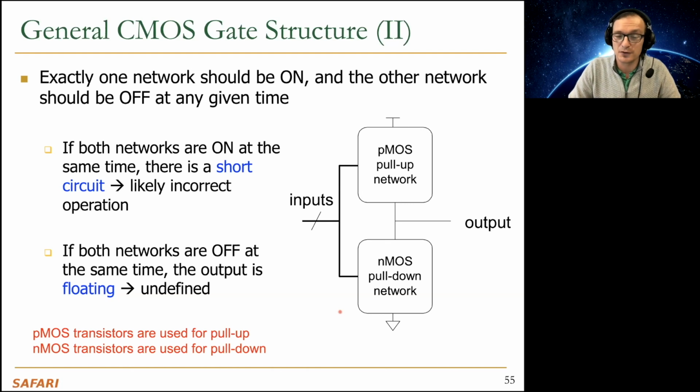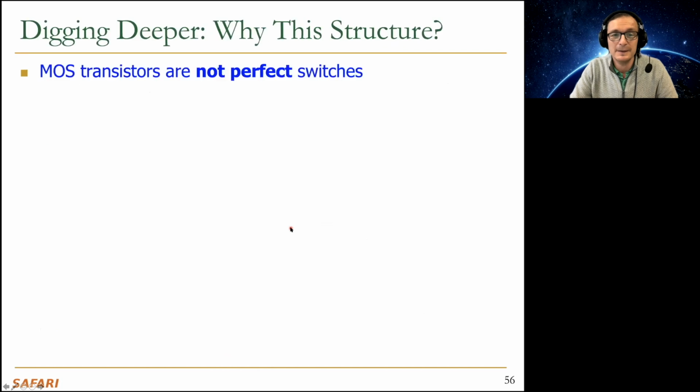That may be useful for a purpose, but in general, it's good to avoid floating outputs, especially if they're going to drive something. If you're not going to use the floating output, it could be okay. But if you're actually going to use the floating output, then you have a problem. Okay, so why this structure? Basically, let's dig a little bit deeper. I've said, take my word for it so far.